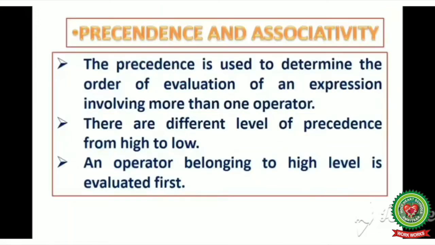Clear, students? Next we will discuss a few points about precedence and associativity. The precedence is used to determine the order of evaluation of an expression involving more than one operator. Means if in a single line multiple operators are there, how it is solved, that is called precedence. There are different levels of precedence from high to low. High means which operator will be solved first and low means which operator will be solved last. An operator belonging to a high level is evaluated first.